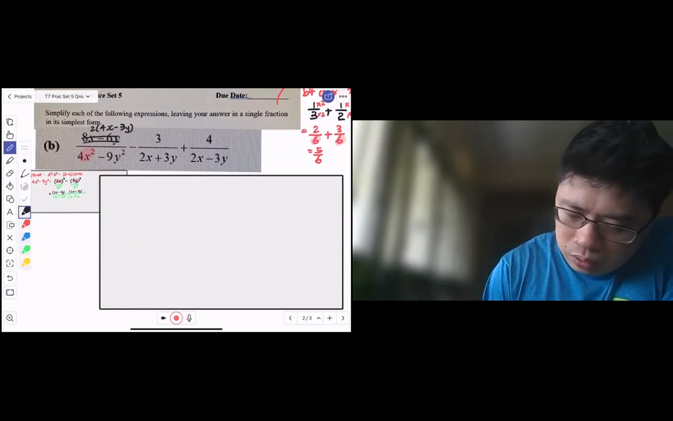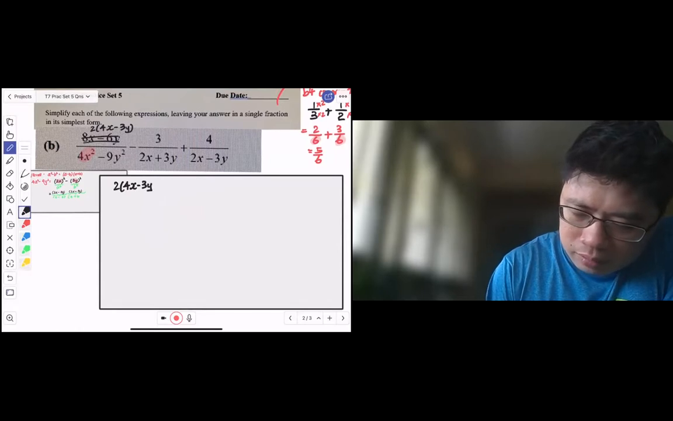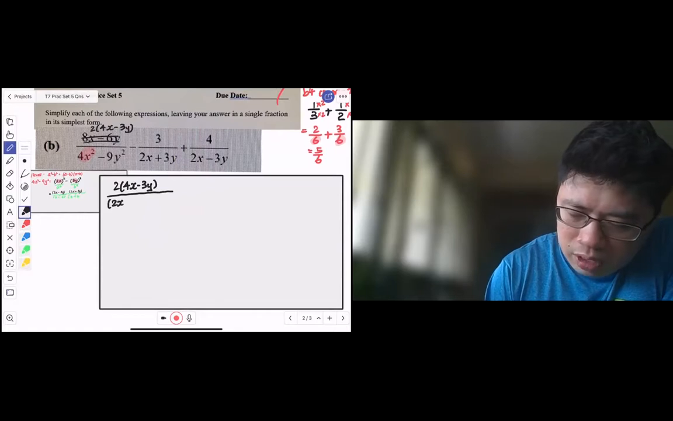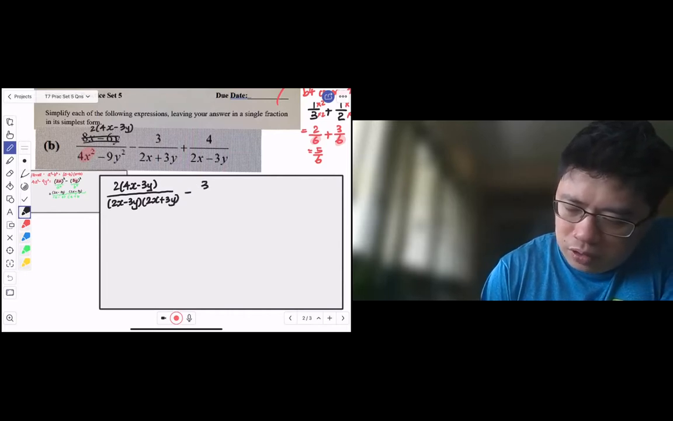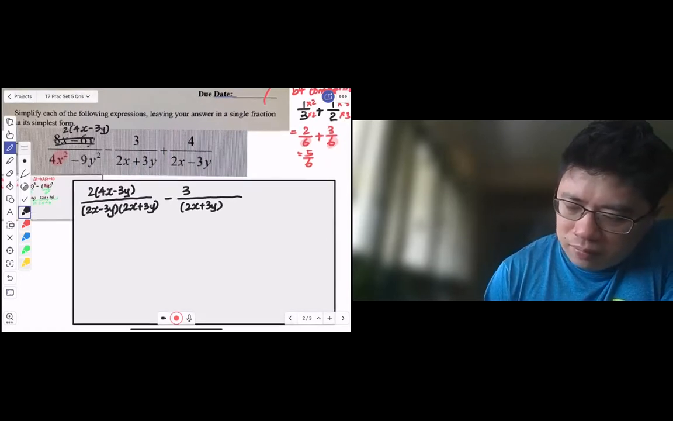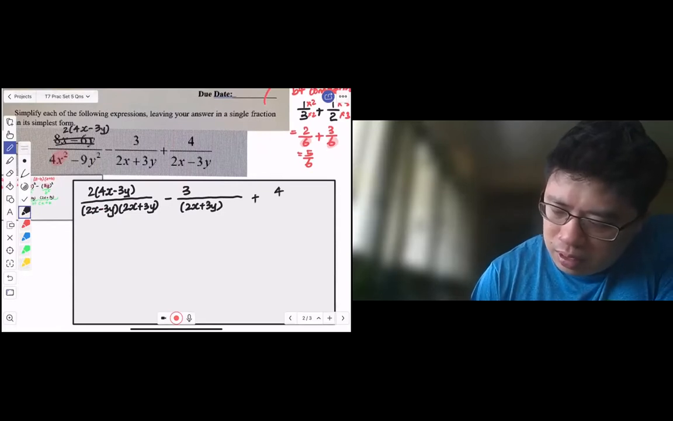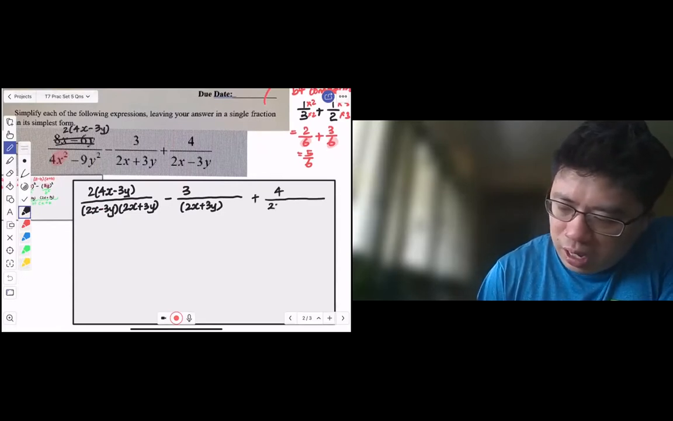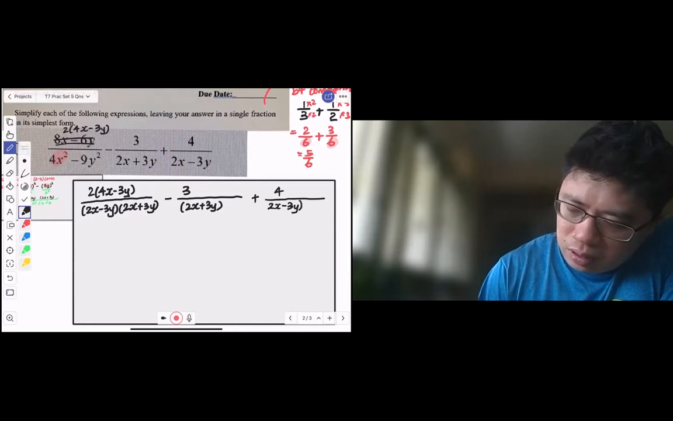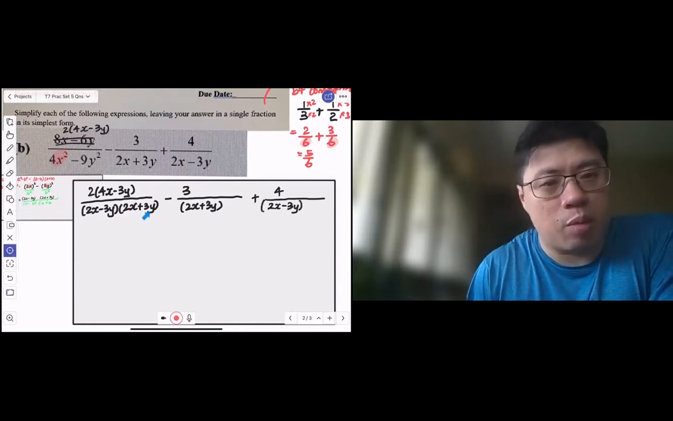Okay. So my first fraction is 2 bracket 4x minus 3y. My denominator, as I factorized earlier, is 2x minus 3y, 2x plus 3y. And if you observe very carefully, it's very similar to the other two fractions that I have. Okay, so look at how similar this is compared to these two.